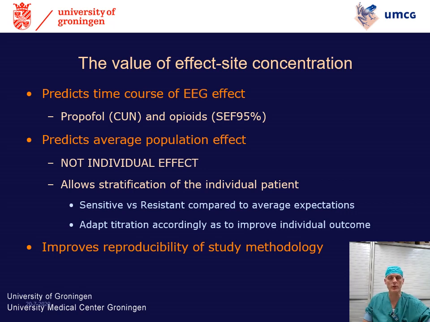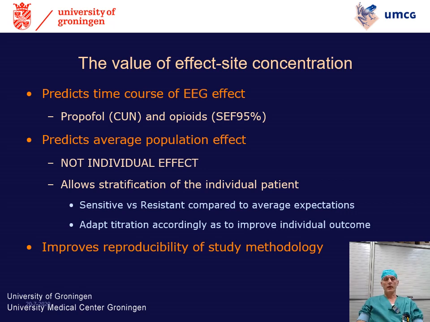So if we talk about the value of effect site concentration, I see three advantages. First, it predicts the time course of a desired effect. And in anesthesia, we often look at the electroencephalogram as an objective quantification of hypnotic drug effect on the brain of the patient. For propofol, the canonical univariate index was used, which is not commercially available. And for opioids, they used the spectral edge frequency to develop the current commercially available models for TCI. Although we predict a desired effect in the brain, it also has an influence on, for example, respiratory function and hemodynamics. I will show you an example in a minute.